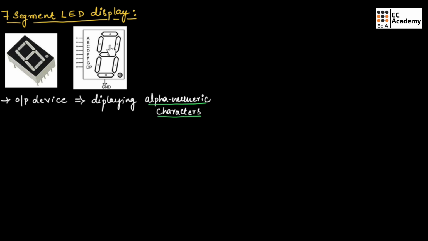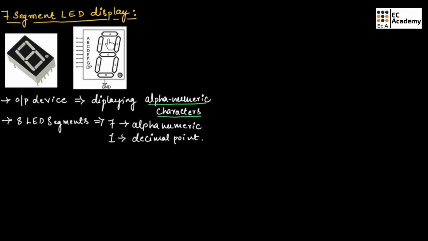It consists of 8 LED segments as shown in this figure. 7 LEDs are used for displaying alphanumeric characters and 1 LED is used for representing the decimal point, as you can see in this figure. So, it consists of 8 LED segments in which 7 are used to display alphanumeric characters and 1 LED is used to display the decimal point.